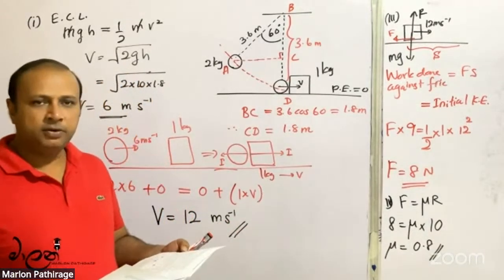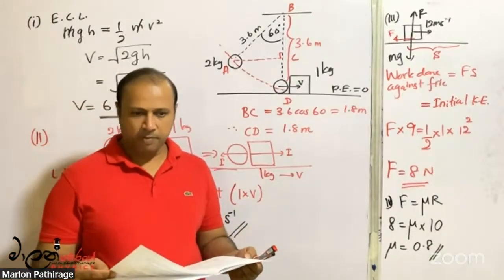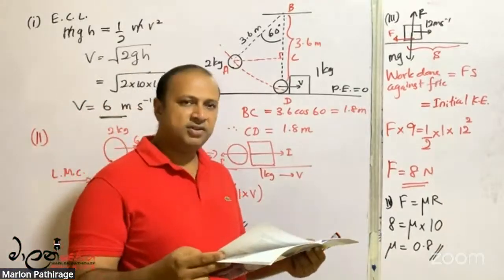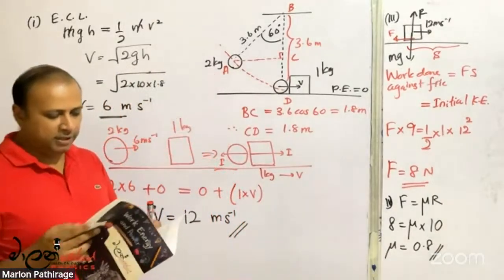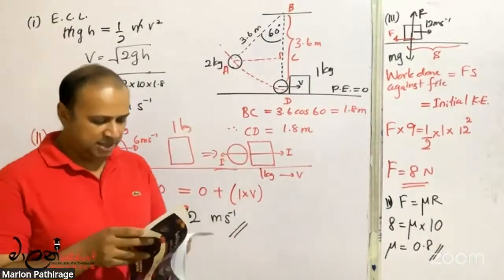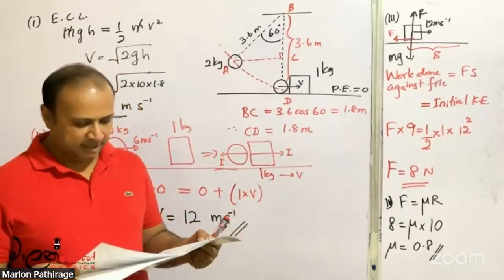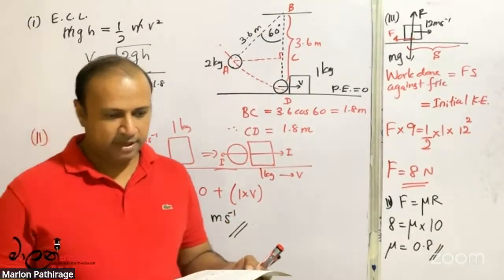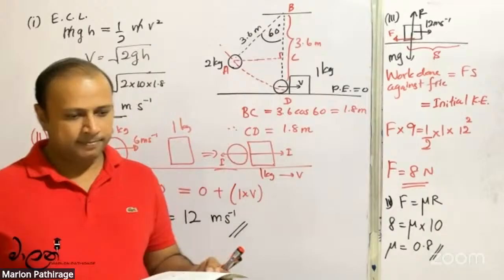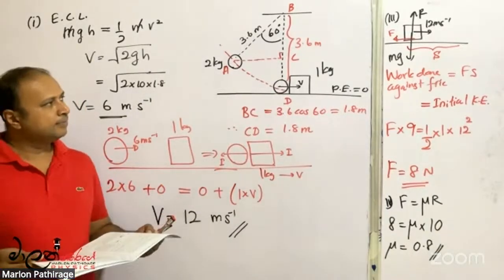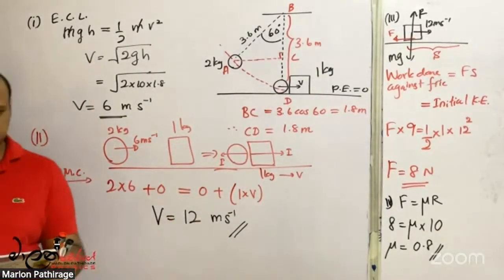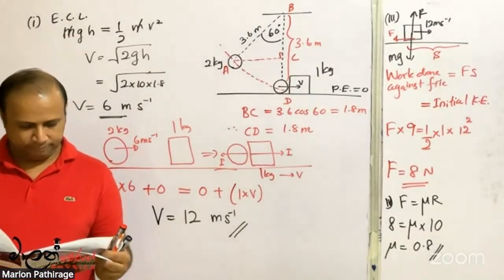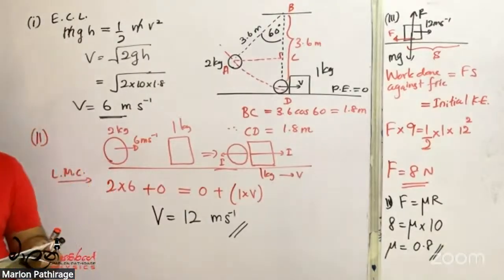Okay, then question number 26, the 1989 paper question. Complete it very quickly. Question number 26, the 1989 question. Questions 26 to 40.